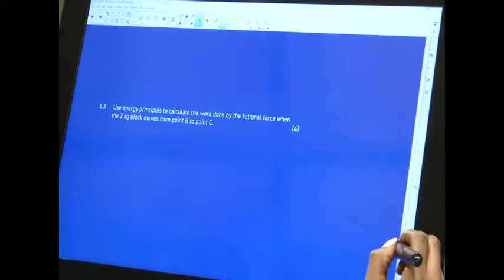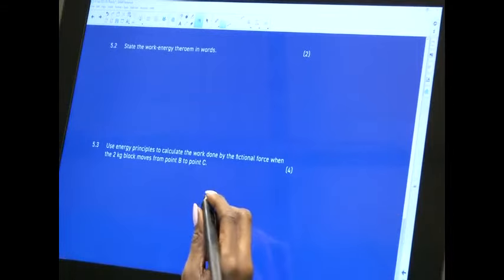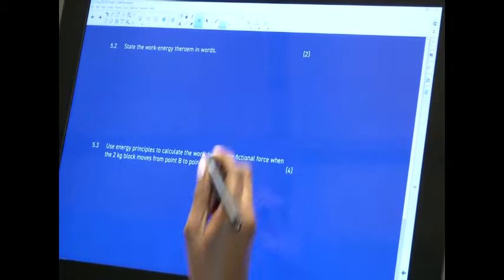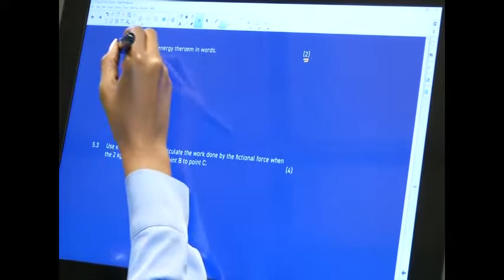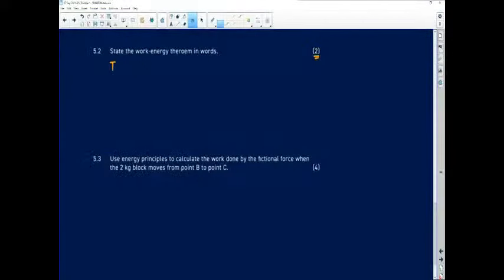Let me just add some space for me there. So it says, state the work energy theorem in words. Can you see another 2 marks? You cannot fail because you're lazy to read. So let's state the work energy theorem. This is one of the easiest, and it's one of the ones that they actually love asking.